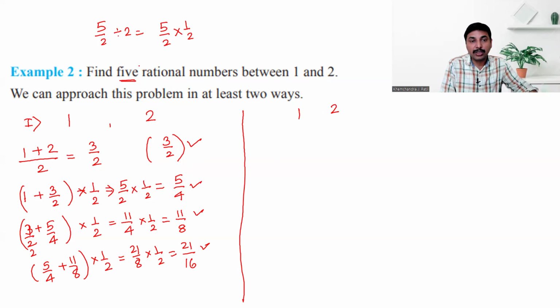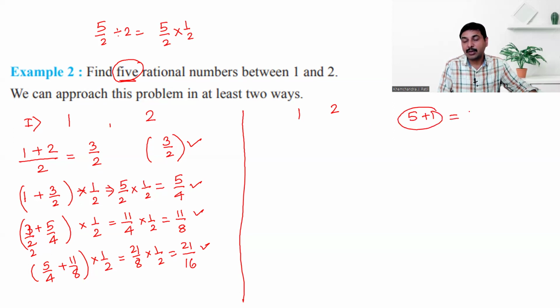Now the second way to get 5 rational numbers between 1 and 2. How many rational numbers are required? 5. So what is 5 plus 1? 5 plus 1 is 6. Now the numerator and denominator of both numbers is 1. 1 is nothing but 1 by 1, 2 is nothing but 2 by 1. So just multiply numerator and denominator by 6. So you will get 6 by 6 and here you will get 12 by 6.